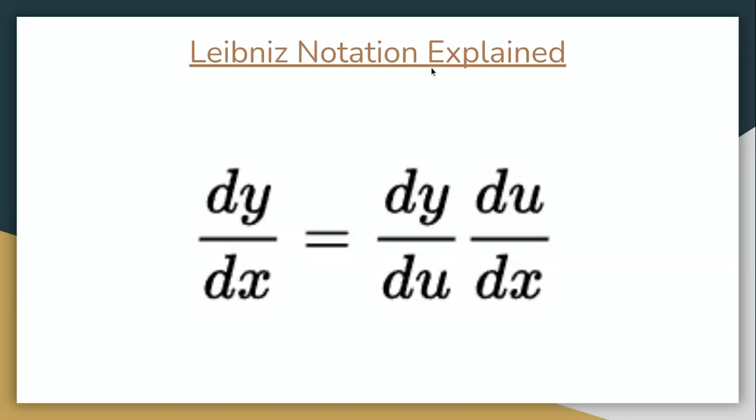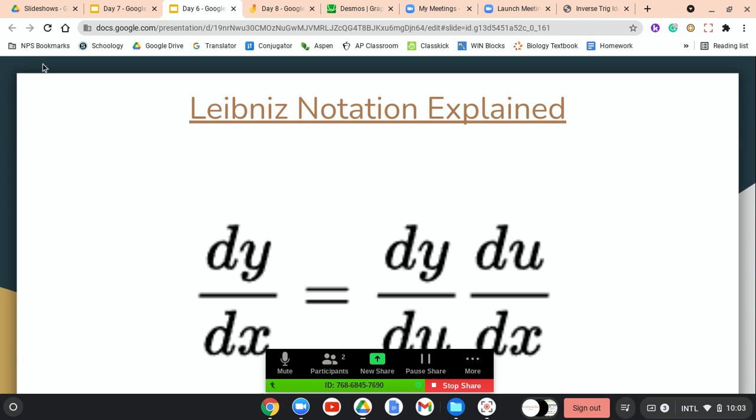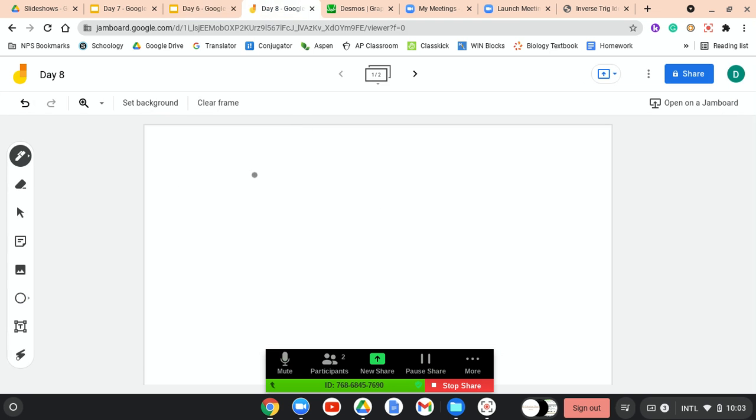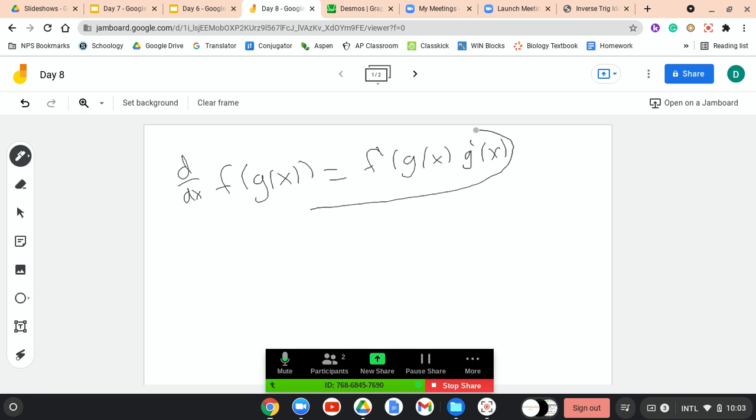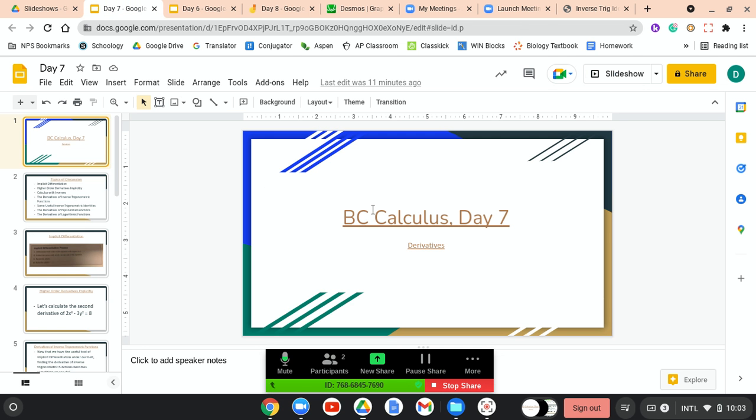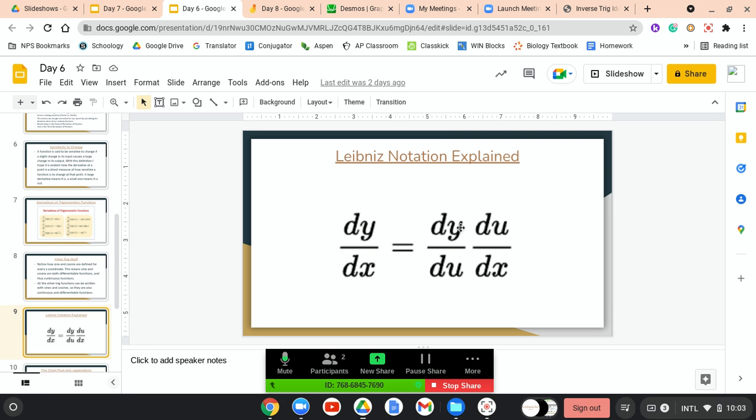All Leibniz notation is, is a different way to express the things we've been talking about. I'll go to a Jamboard to explain what I mean. For example, when we wrote the chain rule, remember we wrote that the derivative of f of g of x is equal to f prime of g of x times g prime of x. This is the way we wrote the chain rule, in this notation specifically. If I go back to the slideshow, this is how you write the chain rule in Leibniz notation.